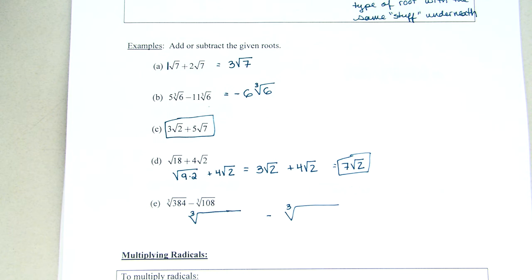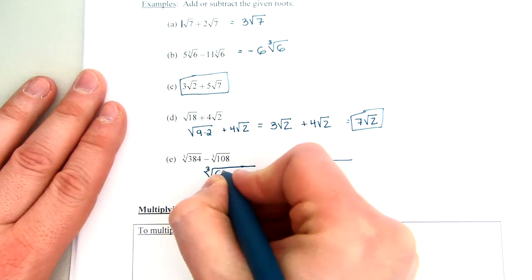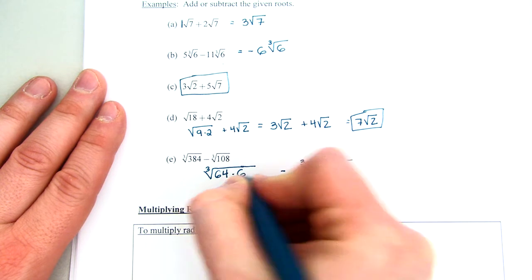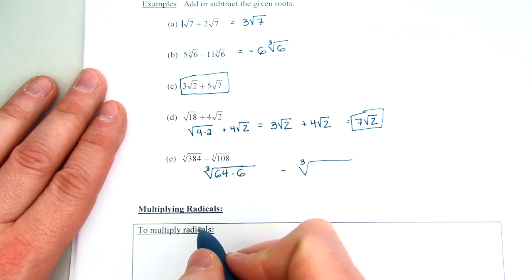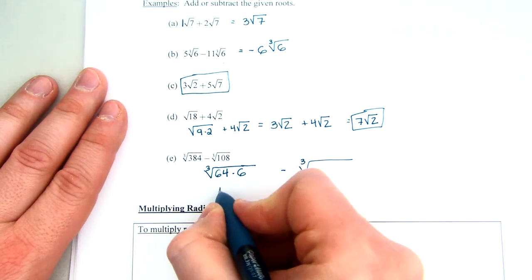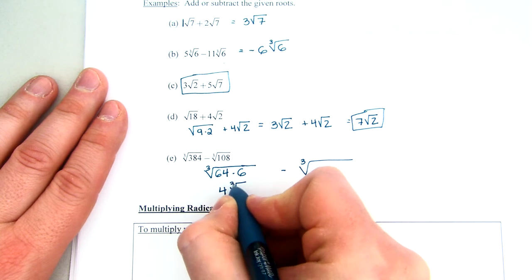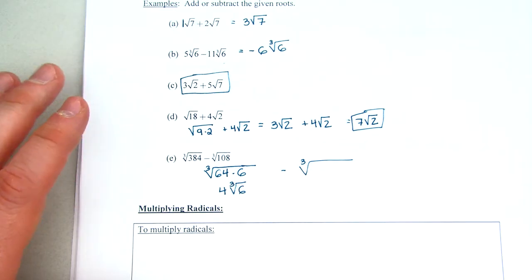Aryin, what did you do with the 384? 64 times 6, that'll work. You could have done 8 as well, but 64 will get you there quicker. So what does that become when you simplify it? Good. 4 cube root of 6.